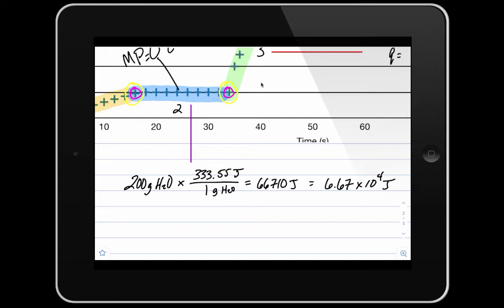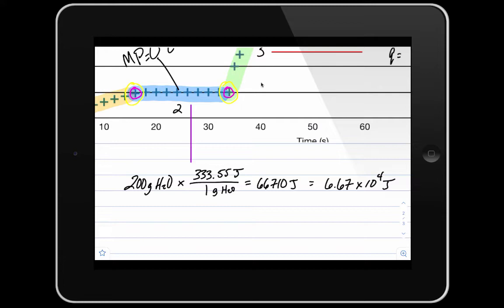The 200 grams of water, this right here is your enthalpy of fusion for water. It was given to you in the lab, and it's 333.55 joules per gram of water. So for each gram of water to melt it, it would require the input of 333.55 joules. That corresponds then to 66,710, or 6.67 times 10 to the fourth joules.